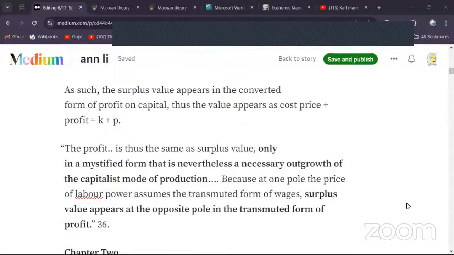Because at one pole, and you want to think of this as a continuum, at one pole, the price of labor power assumes the transmuted form of wages. Surplus value appears at the opposite pole in the transmuted form of profit. So, you see this ratio relation.